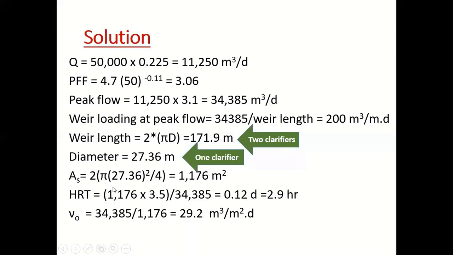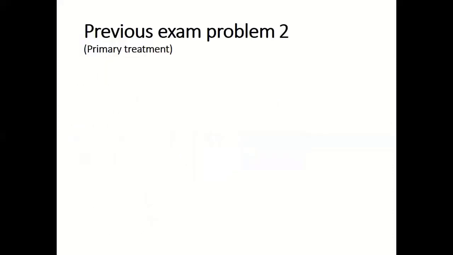We solved the dimension, we solved the HRT, we solved the V node, weir loading and weir length and all the parameters. Okay, so this simply was a question from our previous exam. I'll move to another question.